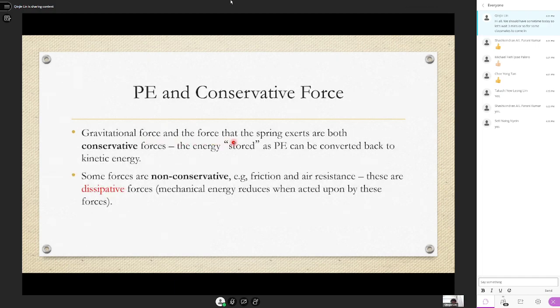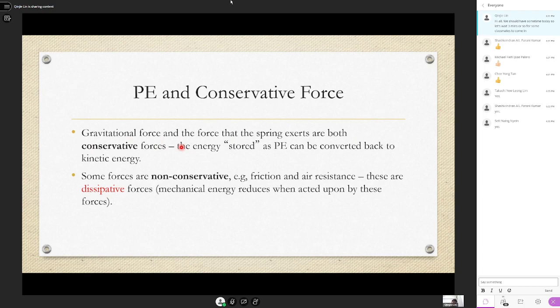Gravitational force and the force that a spring exerts are both conservative forces. The energy stored as PE can be converted back to kinetic energy. So when we talk about conservative forces, as the word suggests, this kind of energy can be converted back easily to another form of energy.